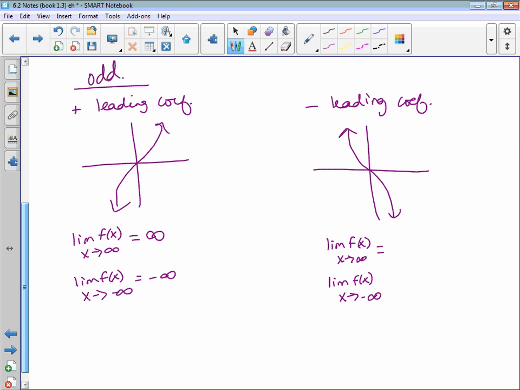Okay, then same thing for negative leading coefficient. Limit of f of x as x approaches infinity. What's that one going to be? Okay, negative infinity, good. And then as x approaches negative infinity, positive infinity. Okay, again, we're going through this quickly, but are we okay?